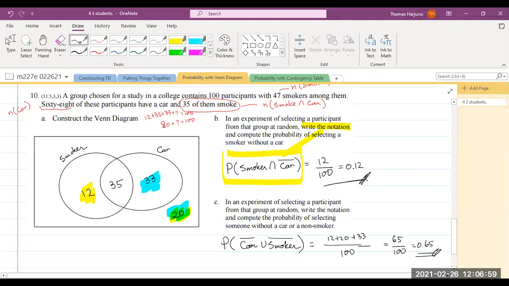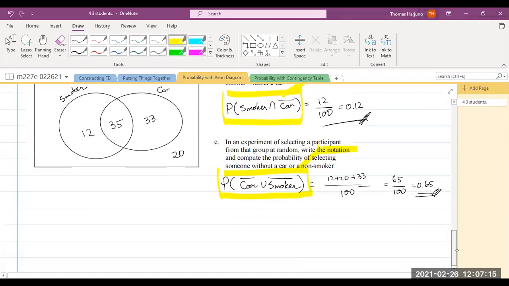Now, don't forget, even for this question, I still ask you to write the notation. And when I say write the notation, it refers to this probability notation. Okay, now that's for this basic Venn diagram.